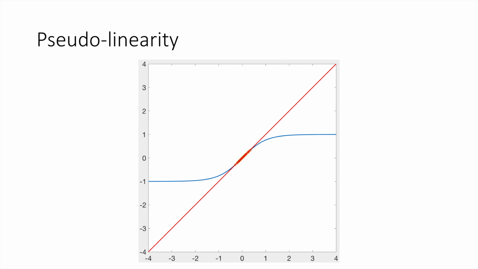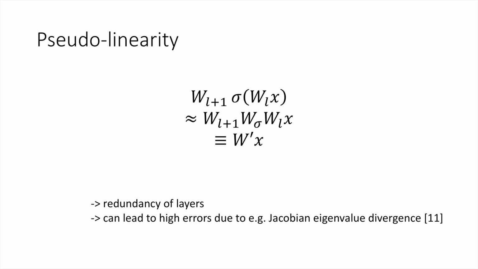We call the general phenomenon of nonlinearity operations being approximately replaceable by linear operations pseudo-linearity. It is easy to see why pseudo-linearity is a problem. Assume the weight matrices, or indeed general linear operators, W_L and W_{L+1}, are separated in the network by a nonlinearity operation sigma that is approximately equivalent to some linear operator W_sigma. Then we can combine all three linear operators into a single linear operator W'.